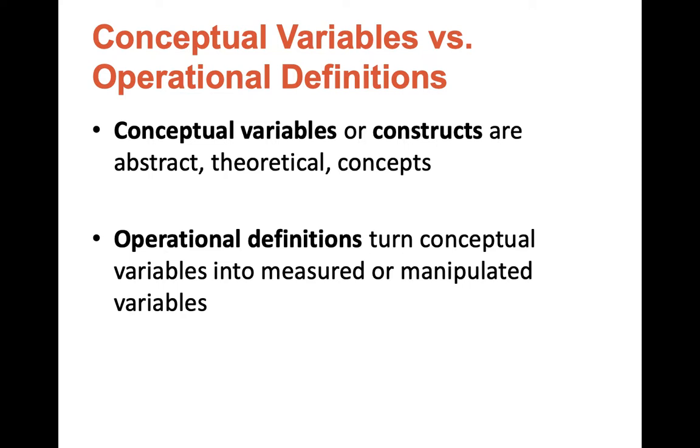Okay, so conceptual variables or psychological constructs are abstract theoretical concepts. Think about the concept of love, right? This is very abstract. If you actually wanted to study love, you would have to operationalize it in some way. You'd have to come up with some way to measure love. And you could think of all the different kinds of ways to do that. You could ask people how they feel about somebody, right? How much do you love this person on a scale of 1 to 10?